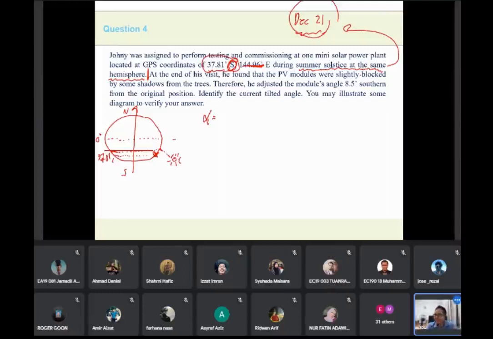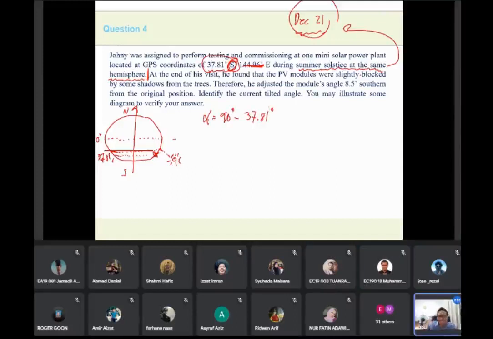Baik. Boleh? So maksudnya had the same hemisphere. Okay, clear. So alpha nak kira macam mana? Macam mana nak kira alpha? How we calculate alpha? 90 tolak 37.81. 37.81, lepas tu? Tolak dengan 23.45 sir.